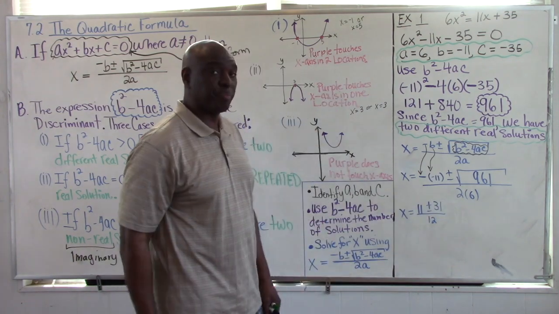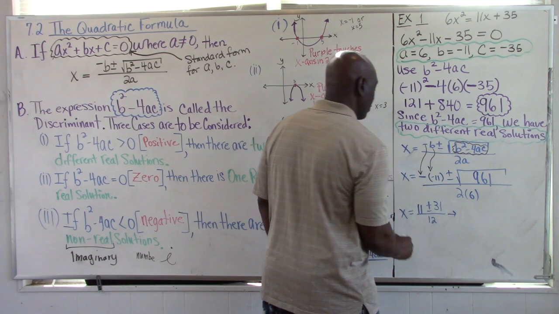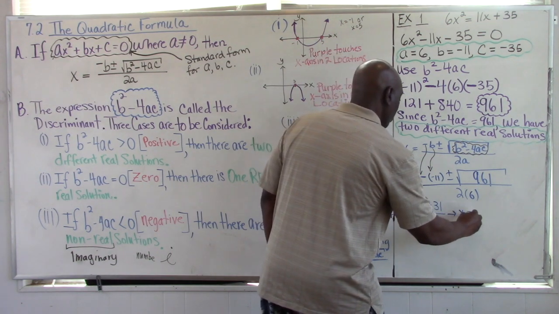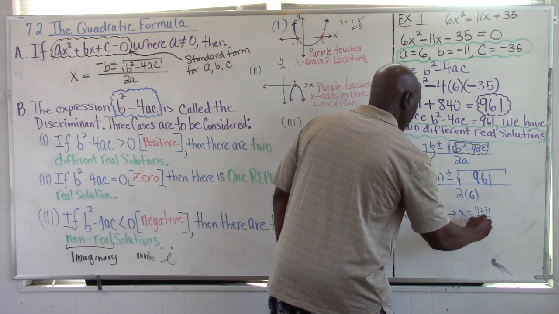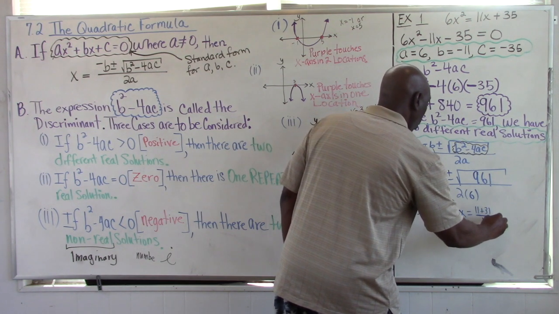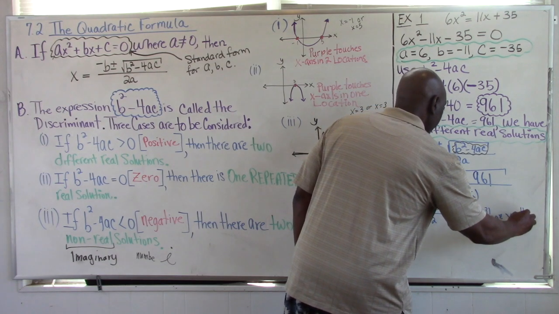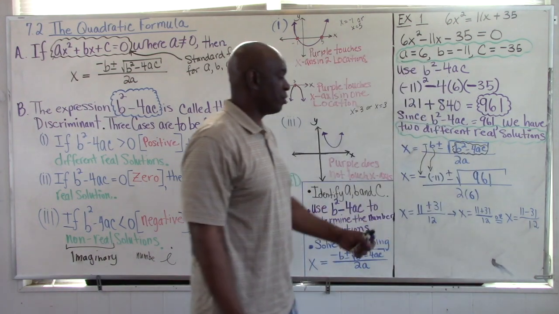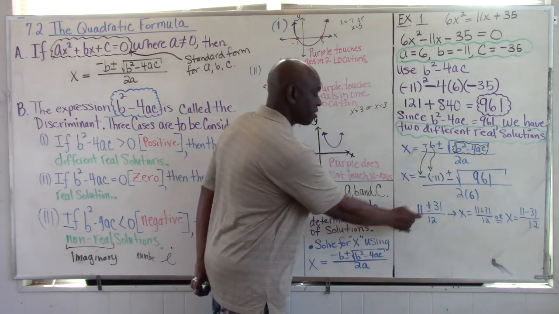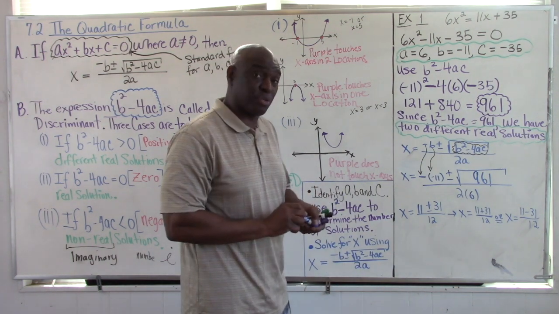There you go. Now be very careful when you write it out. So from here we have to say that x is going to equal 11 plus 31 over 12, or x equals 11 minus 31 over 12. And there are your 2 solutions, because the plus and minus means you've got to split it out. All right? Let's do the plus first.